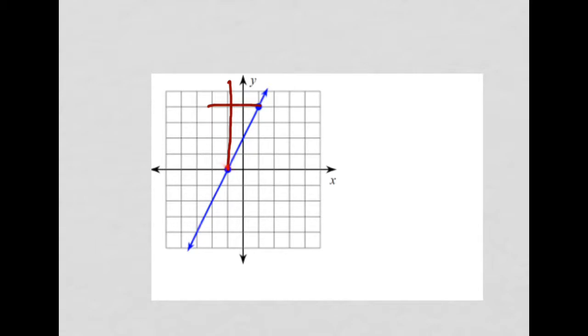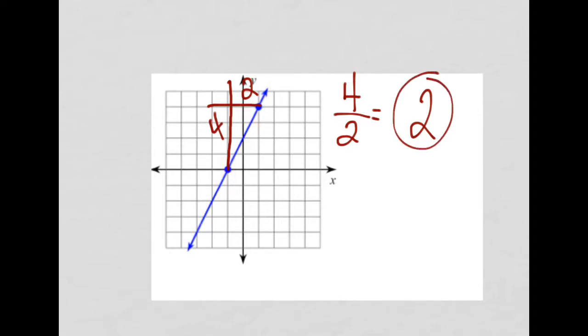So from this dot, I have 1, 2, 3, 4 up to that next dot. And then I go over 1, 2. Now when we write slope, we use rise over run, so it's really 4 over 2, which will reduce down to a 2. I notice that it is a positive line, so 2 is my slope, and I am done.